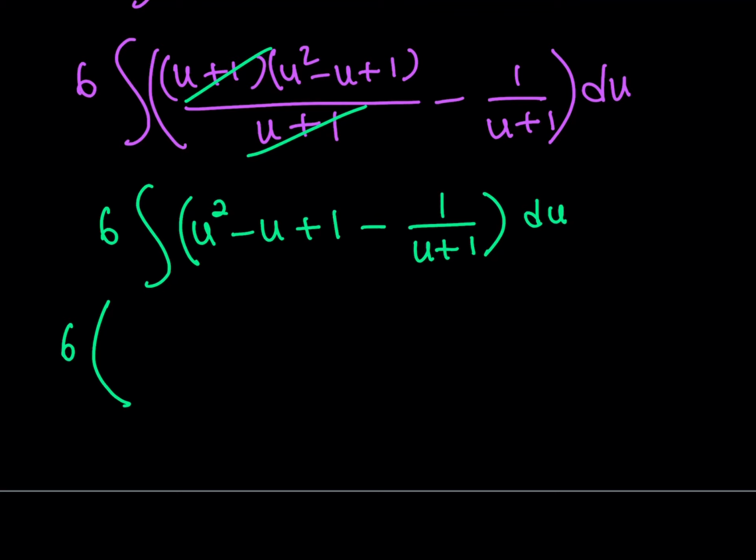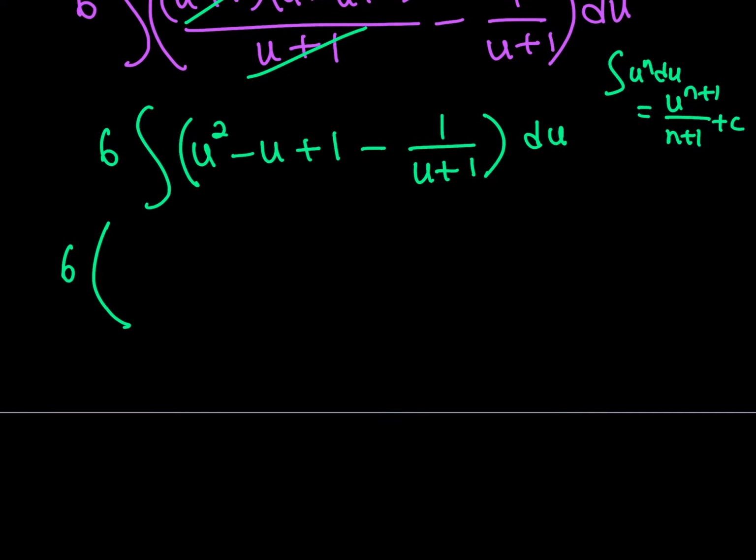Now, if you integrate u squared, remember the power rule? What was the power rule? Well, if you have u to the power n du, you can basically write it as u to the power n plus 1 divided by n plus 1. And don't forget the constant, right? Okay. Now, we're going to use that formula here, u cubed over 3, and then minus u squared over 2, plus the integral of 1 is just u itself.